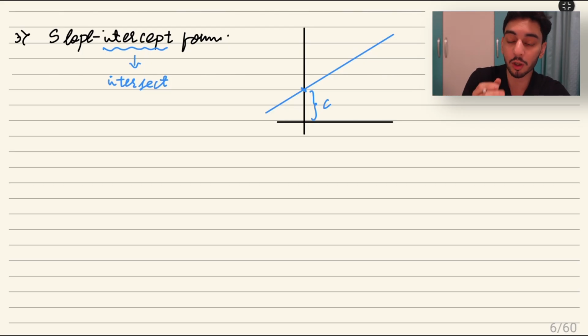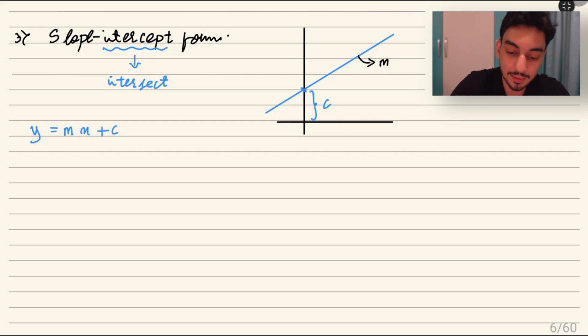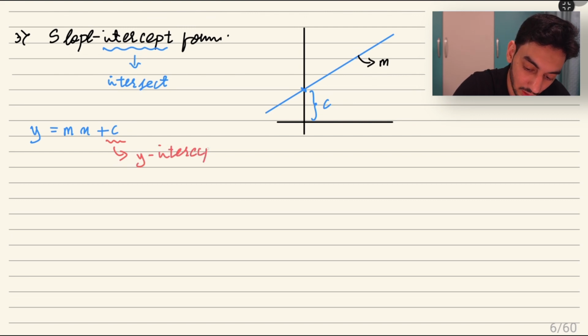So when I talk about the slope intercept form, I'm basically talking about the slope of the line and the y intercept of the line. So let's say the intercept is c and the slope of this line is just m. So what's the slope intercept form? Very easy. It is y is equal to mx plus c. Simple. C is the y intercept, or a point where it intersects the y-axis.